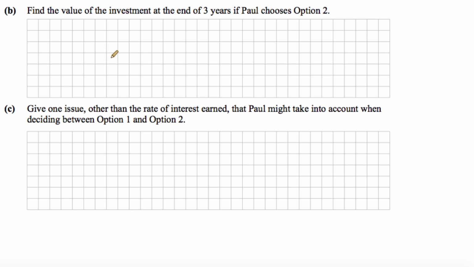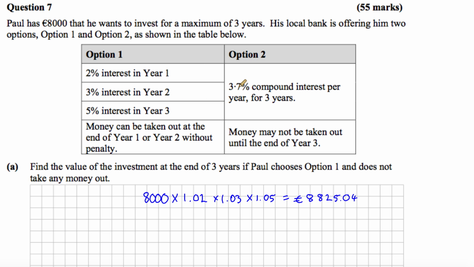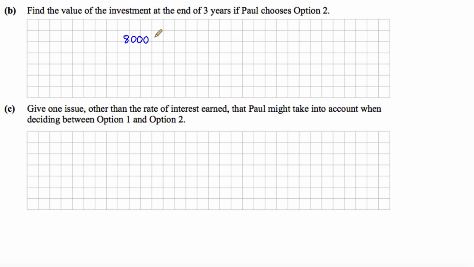Okay, part B says find the value of the investment at the end of 3 years if Paul chooses option 2. Okay, so with option 2, he puts his €8,000 in. Let's have a look again. It's 3.7% compound interest. So 3.7%, if we add that to 100, that's 103.7. 103.7 as a decimal is 1.037, but that's for 3 years compound, so it's to the power of 3.